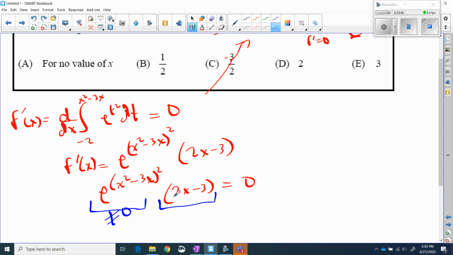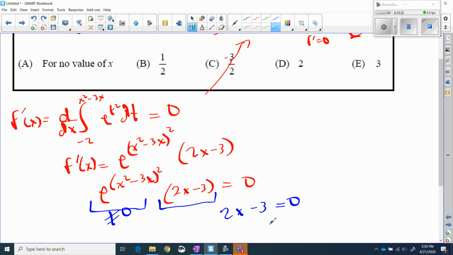It can't. So the only thing that could ever equal 0 to give you this answer, you must be somehow getting 0 from this bracket, so that when you multiply it by this, your answer turns out to be 0. So as complicated as this looks, it doesn't make any difference whatsoever. The only way to get 0 is solving this.